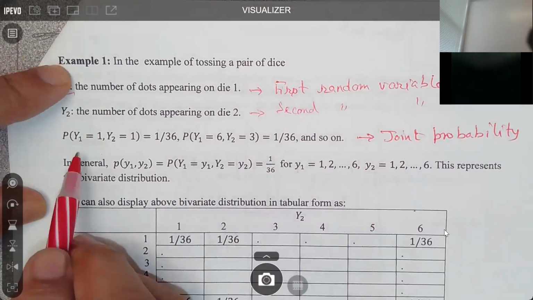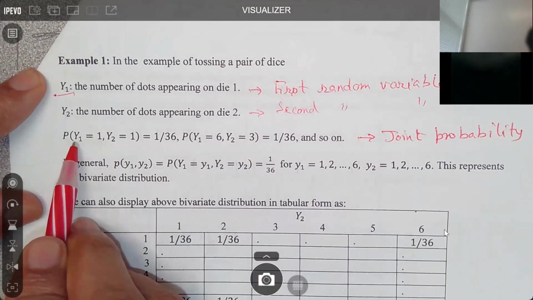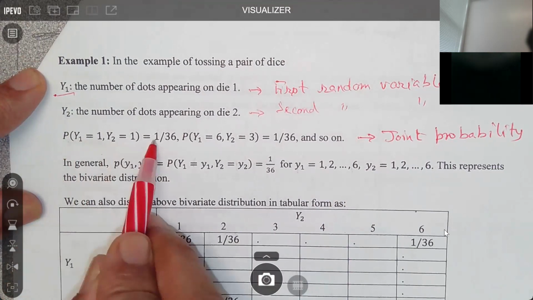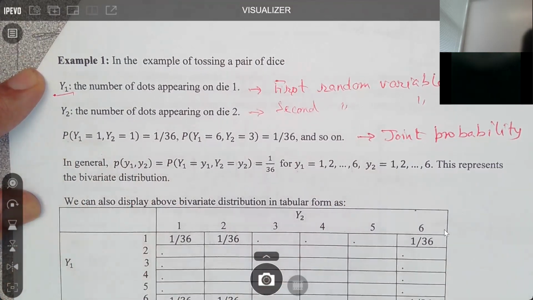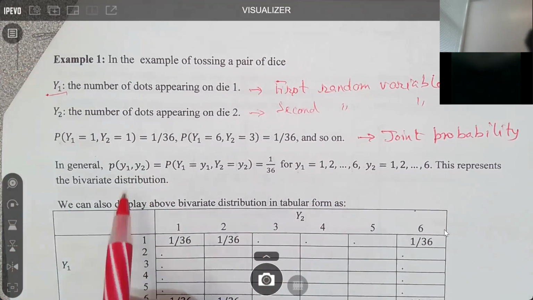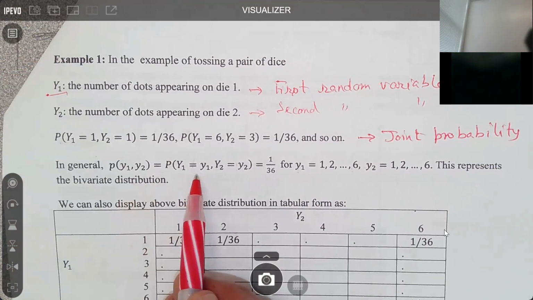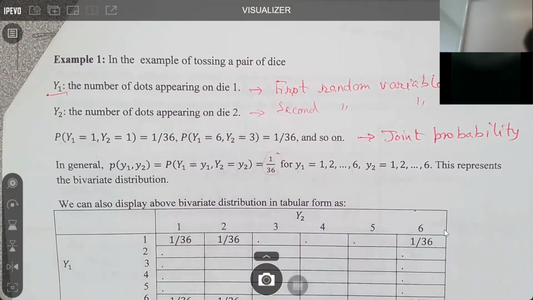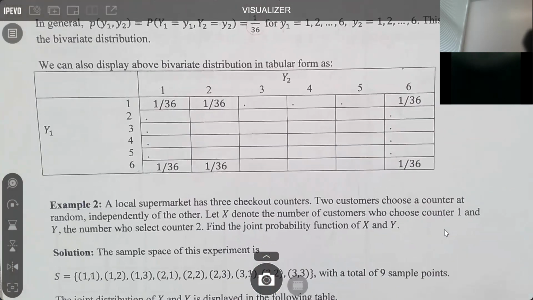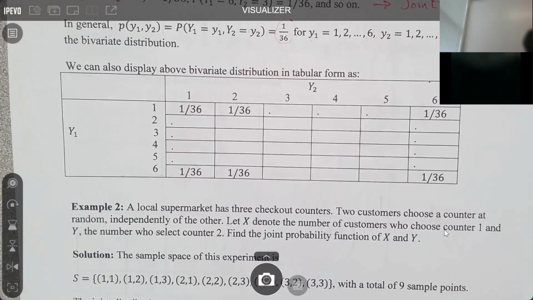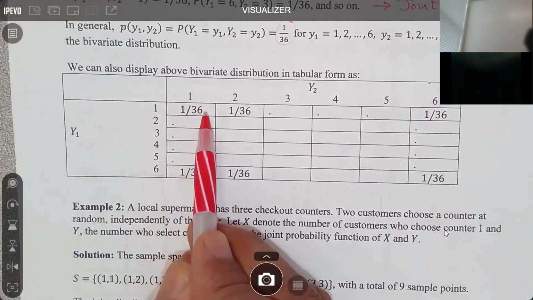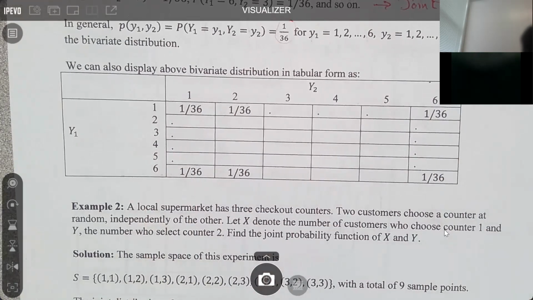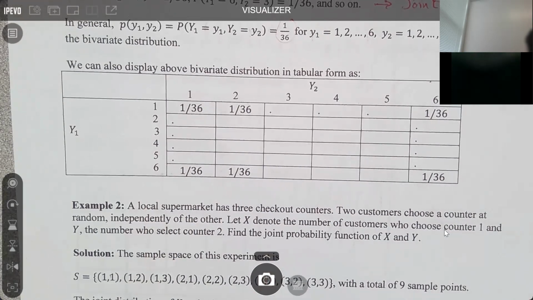Here it shows the probability that the first die takes the value 1 and Y2 takes the value 1 is 1 over 36. Since there is equal probability for every possibility, everything has 1/36. In the table format, you see we have 1/36 probability for everything here.